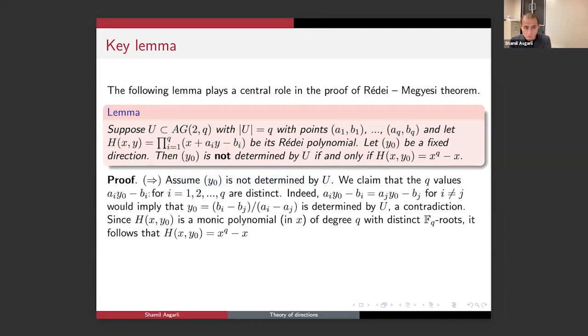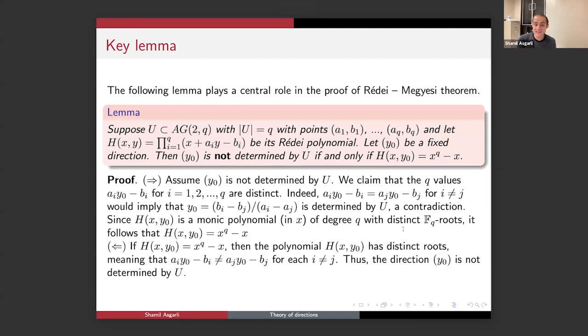So what did we show? We showed that these terms here are all distinct. So when you look at the Rédei polynomial evaluated at y equals y0, all of these terms are distinct. And how many terms are there? There are q terms. So this polynomial, H of x comma y0, is a polynomial of degree q with distinct Fq roots. But there's only one such polynomial, and that polynomial is x to the q minus x. And that proves the one direction.